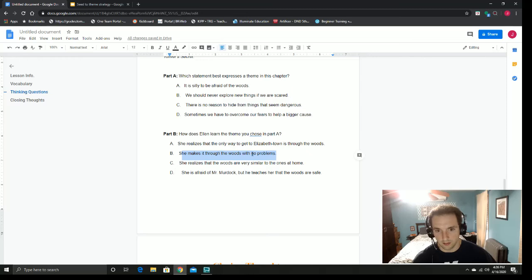She realized the woods are very similar to ones at home. We know that's not true because she specifically said that the woods in New Jersey were different than the woods on Long Island. And then, she's afraid of Mr. Murdoch, but he teaches her that the woods are safe.